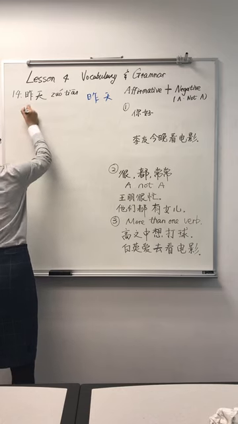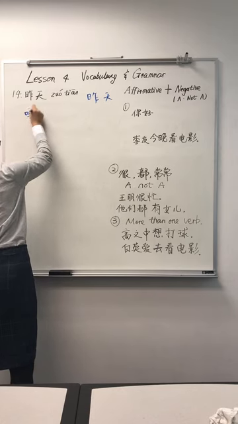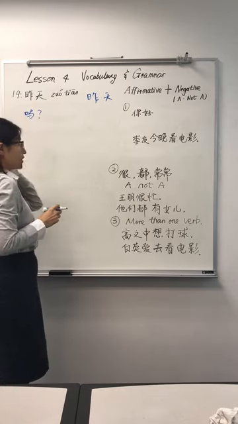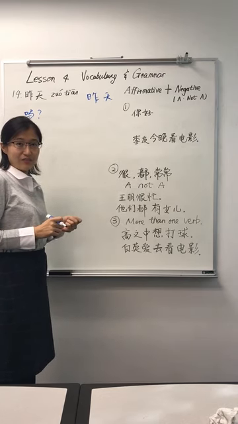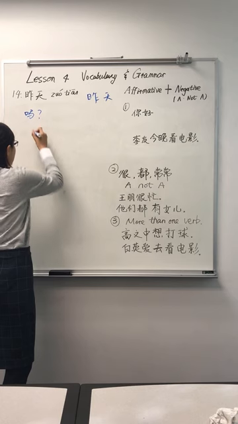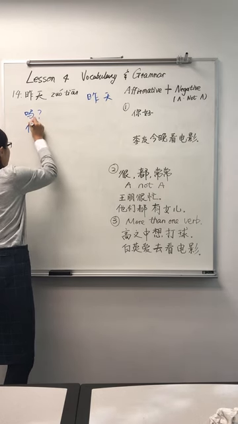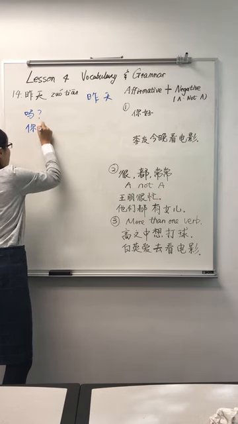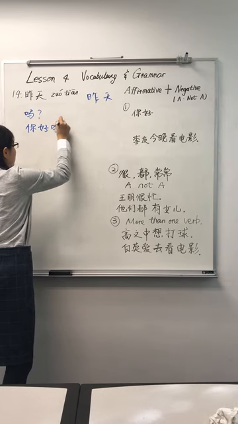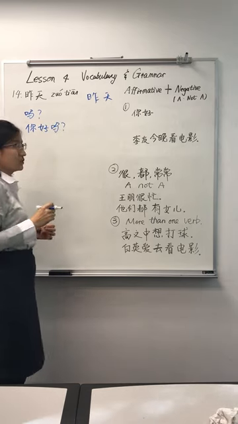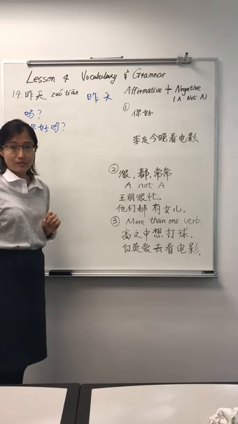You can use ma at the end of the sentence. For example, 你好, very simple one, you good. If I add ma, 你好吗? Are you good? Or I can use A, not A.